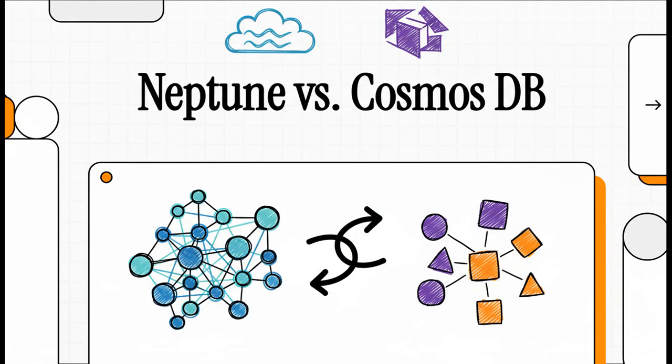All right, today we are diving deep into a technical showdown between two of the heaviest hitters in the cloud graph database world, Amazon Neptune and Azure Cosmos DB. If you've ever dealt with super connected data, you know picking the right tool is a huge deal. So let's get right into it.